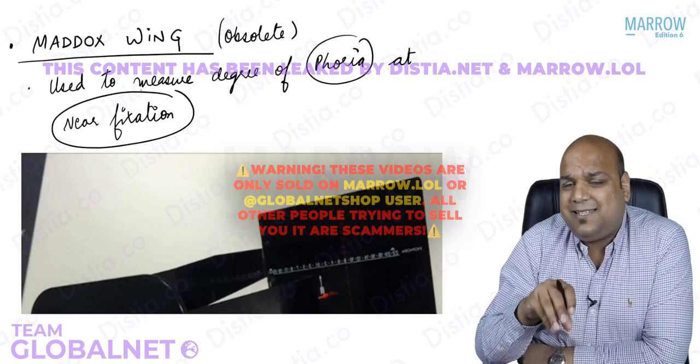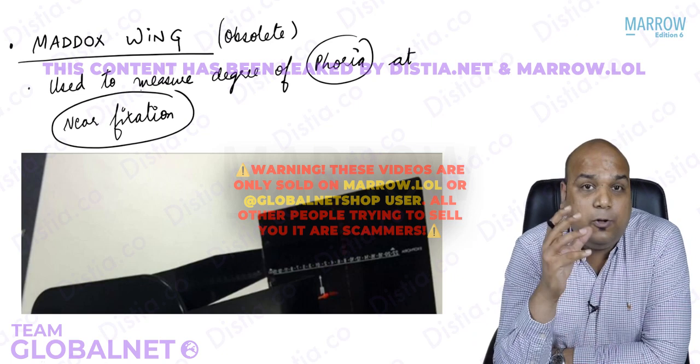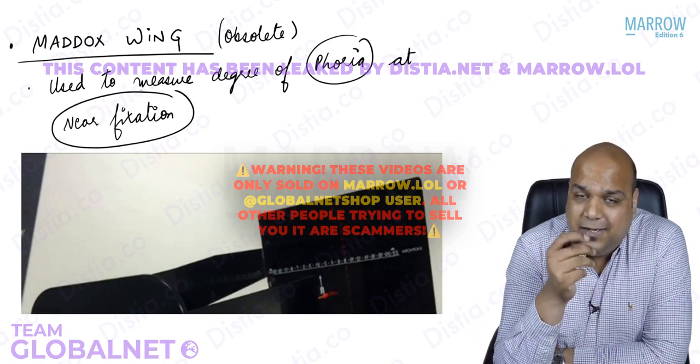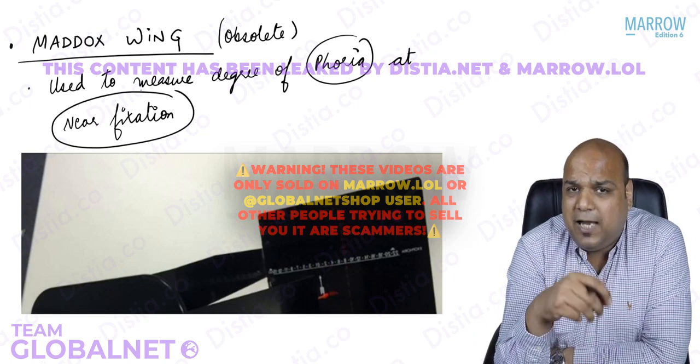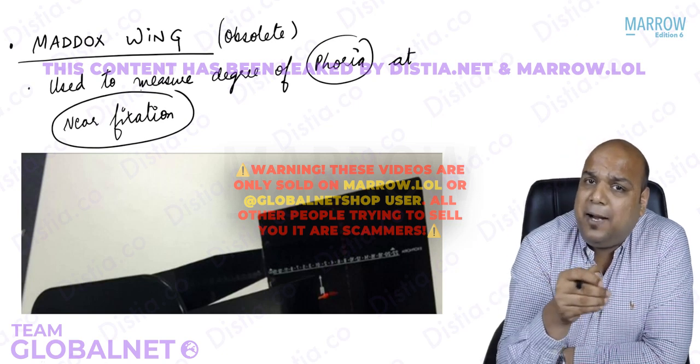I am writing this line essentially to make you remember Maddox rod. I don't think Maddox wing will be asked to you, but Maddox rod will be asked to you. So please remember that the near fixation or far fixation point can be used in a question, because for near fixation phoria, Maddox wing is used, not Maddox rod, everybody.